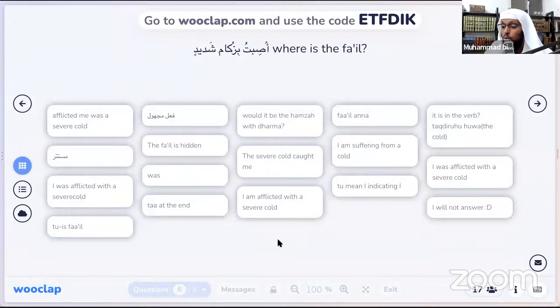Right. So what do we have then? The meaning would be: I got afflicted with a severe cold. Now, we all know that the fa'il is a pillar from the pillars of the sentence. All right. So we can't just not mention the fa'il and just keep on moving as if nothing happened.